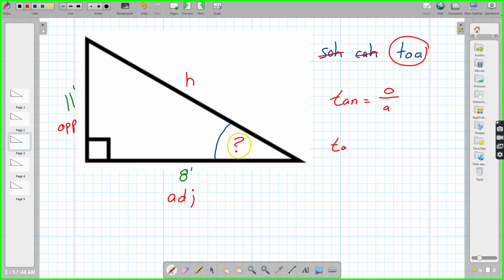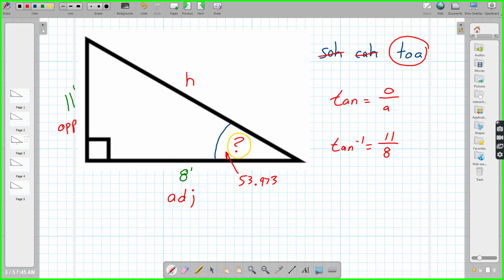So we'll say tangent -1 equals opposite, which in this case happens to be 11, and our adjacent, that number happens to be 8. So what we'll do is we'll put that in our calculator, and that'll tell us the exact angle. And when I put that in my calculator, I get an angle here of 53.973. So that's what's going to go there. That's our missing angle.